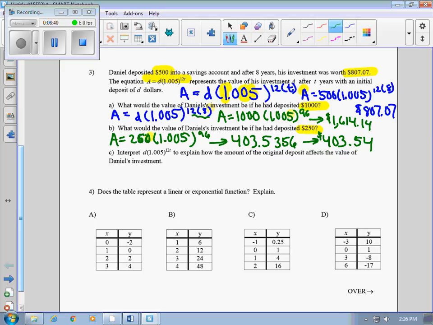So for C, we're going to interpret D times 1.005^(12t) to explain how the amount of the original deposit affects the value of Daniel's investment. Well, as we know, if we put in more money, the more profit we make. We put in 250, we made $403. If you put in 1,000, you make $1,614. If you put in 500, you made 807. So the greater the initial investment, the more profit you make.